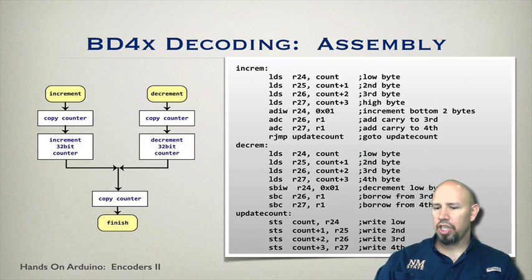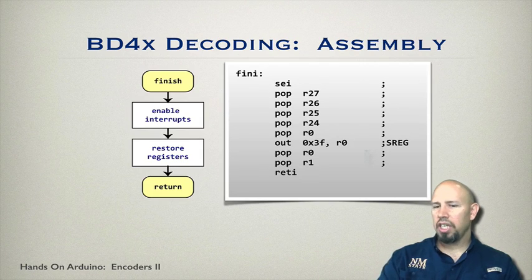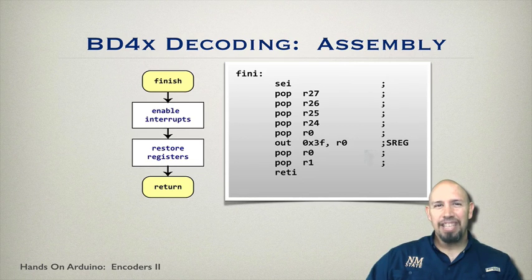So there's a finish routine. Here's the finish routine. What do we do? In the finish routine, we enable interrupts, and then we restore the registers. Here's the enable interrupts, and then we're going to restore the registers. Again, we pop these in the opposite order that we push them, and then we do a return from interrupt. So this is, phew, the assembly code that we have for doing the 4x bidirectional decoding.